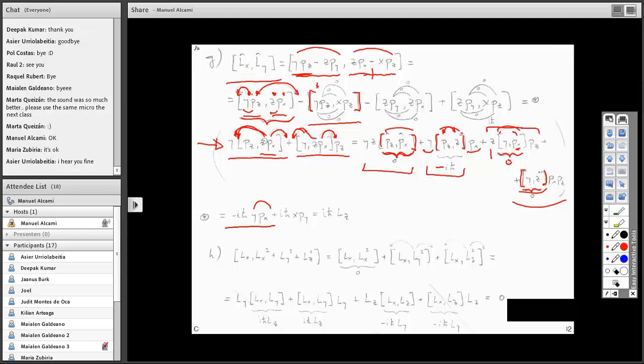For instance, the commutator of pz and x is zero, because they correspond to different coordinates. The commutator of px or pz with pz is zero, because they are the same operator. The commutator of y with x is zero, and the commutator of y with pz is also zero. So we can forget this term.